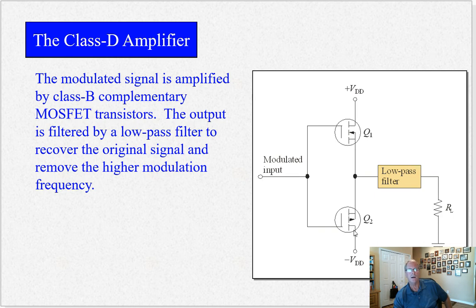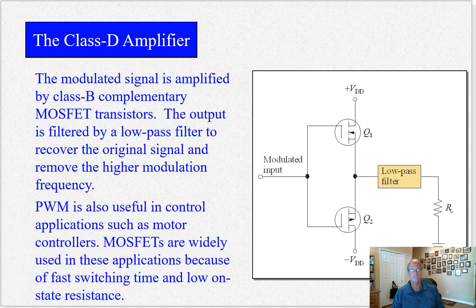These are Class B complementary MOSFETs. Class B, we learned that in the BJT amplifier section, right? We've got a push-pull type arrangement here. And PWM is used not only in audio circuits, but as motor controls. All electric cars use PWM of some sort to control the speed of the motor.